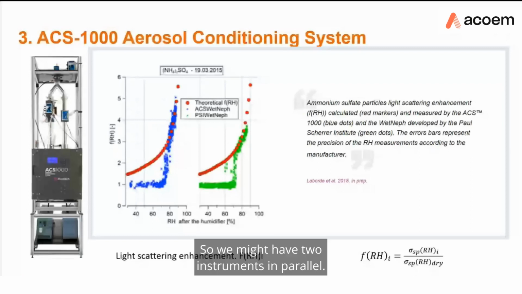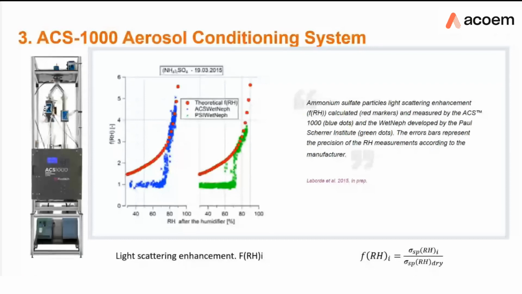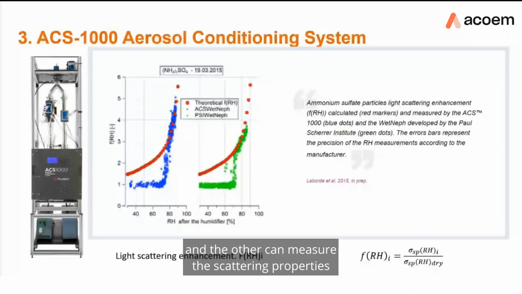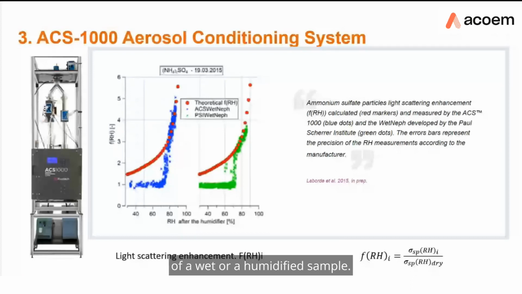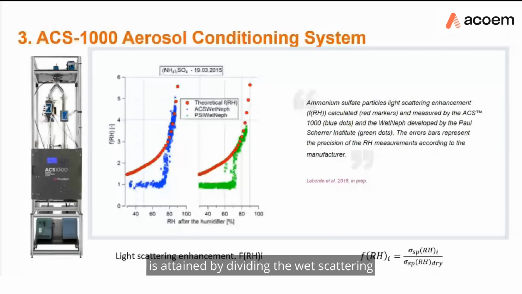So we might have two instruments in parallel. One measures the dry, unaffected aerosols, and the other measures the scattering properties of a wet or humidified sample. The scattering light enhancement factor is attained by dividing the wet scattering by the dry scattering measurement.